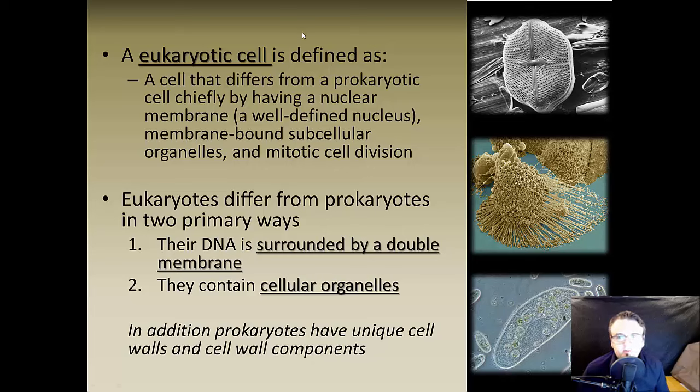So let's start here with the definition from the textbook of a eukaryotic cell. Not the best definition, but it defines it as a cell that differs from a prokaryotic cell, going on to say having a nuclear membrane, i.e. a well-defined nucleus, and then it goes on to describe membrane-bound or subcellular organelles. And I usually refer to these just as cell organelles or cellular organelles. And then it also mentions something about cell division.